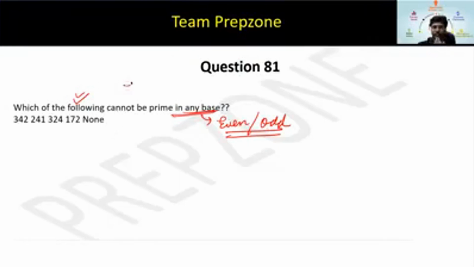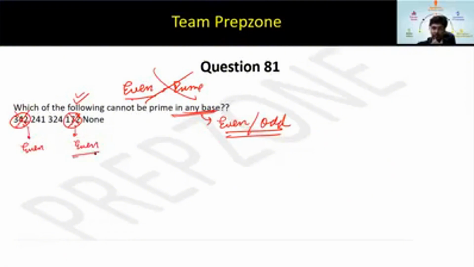Guys, can an even number be a prime number? No, right? An even number cannot be a prime number. This number is even in even bases, right? So these two numbers are even in even bases. Am I right, guys? So these two numbers cannot be prime in even base. So let's check the odd base.